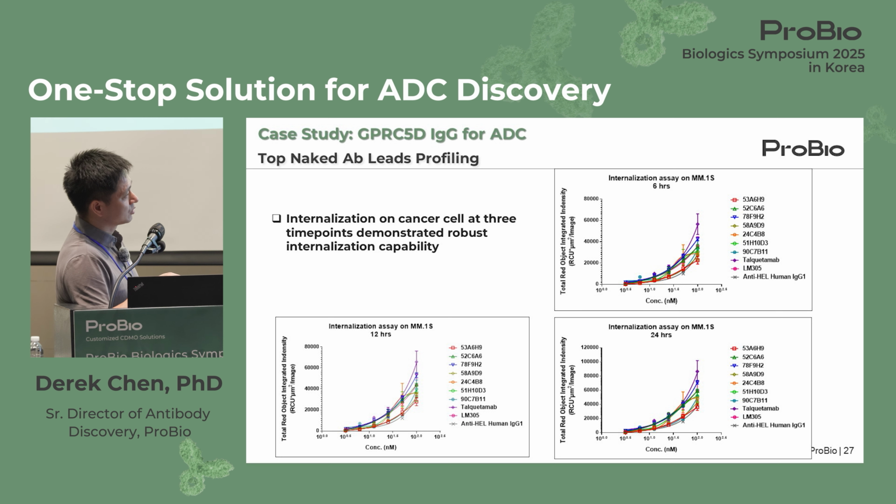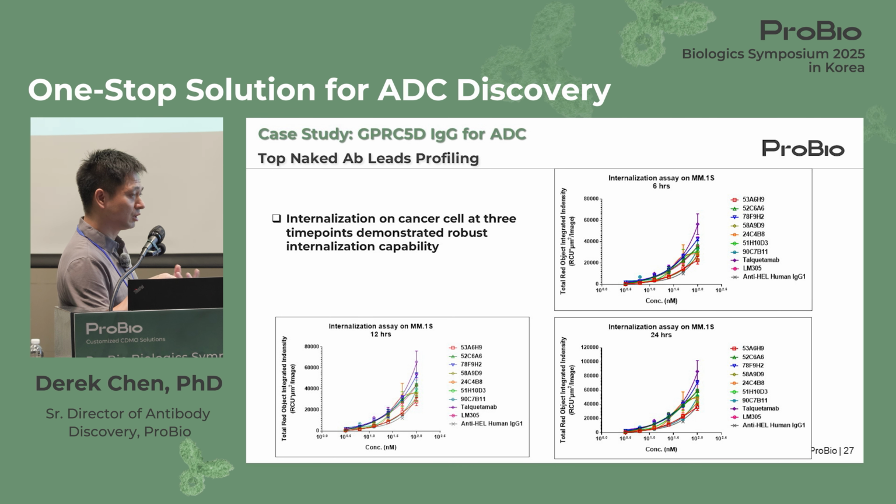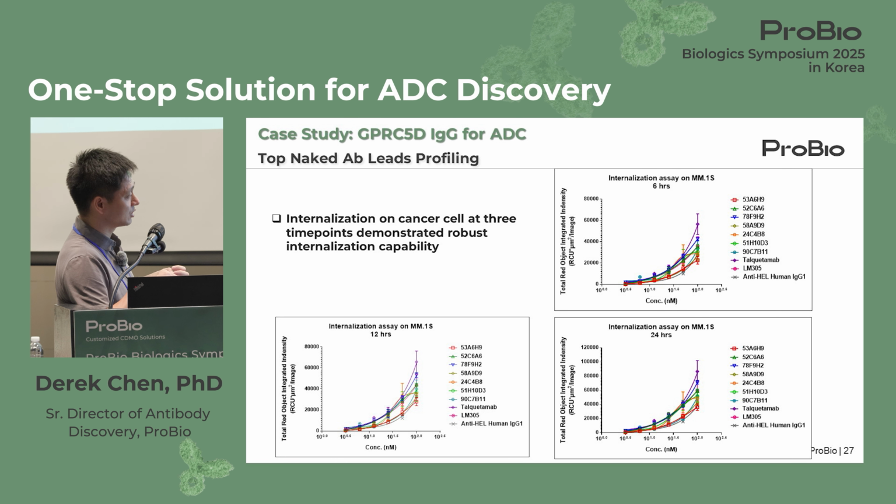In terms of internalization, in addition to the engineered cell lines, we also did it with the myeloma cancer cell line, MM.1S. Since the GPRC5D antigen density on these cancer cell lines is significantly lower than on the overexpression engineered cell line in previous slides, the overall signal you are seeing on this page is relatively lower than the previous page. However, we're still able to see robust internalization of these 7 candidates, which is equivalent to the clinical benchmark.